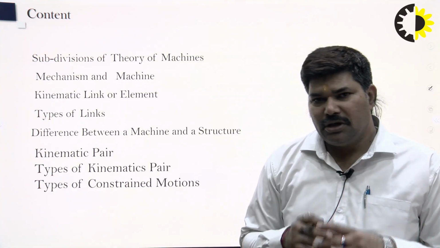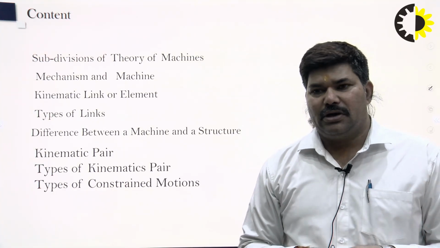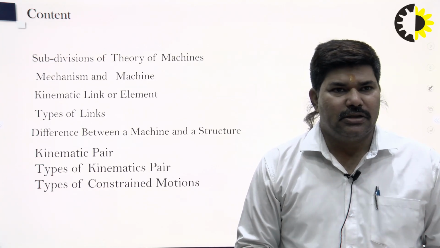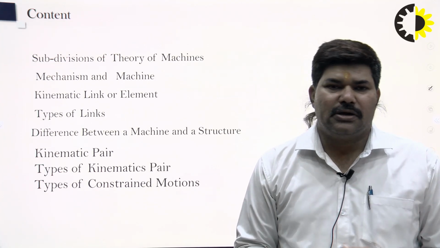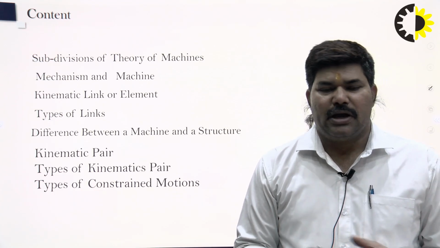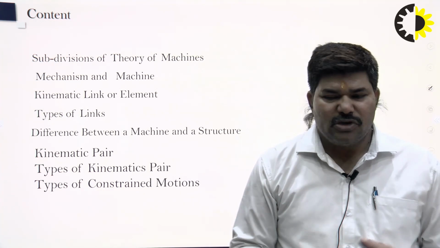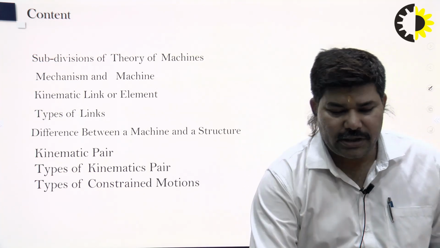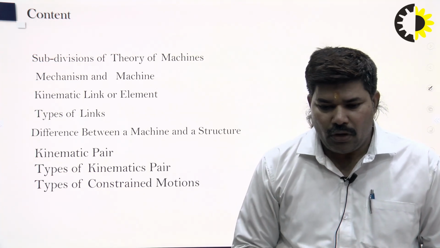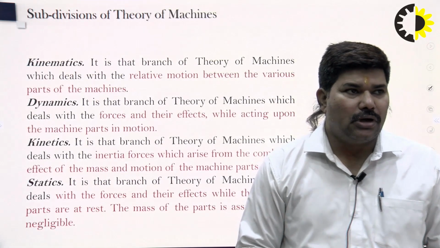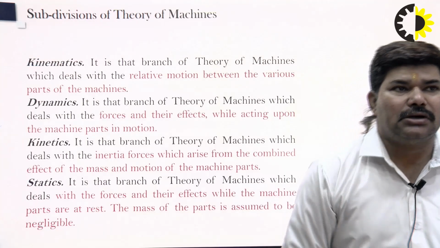Basically, theory of machines is the branch of engineering science which deals with the kinematic and dynamic analysis of a machine or any of its parts. So, the theory of machines is the combination of kinematic and dynamic analysis. So, the kinematics, we can say.